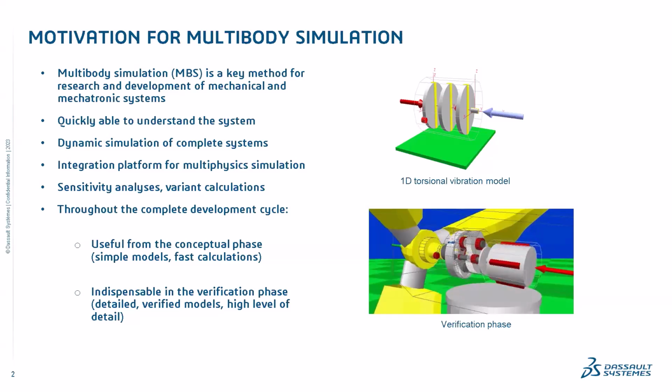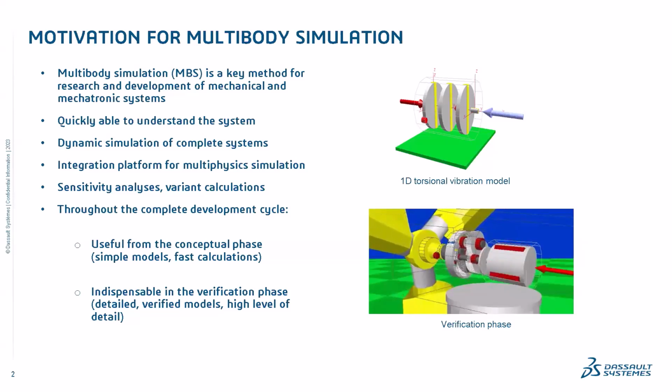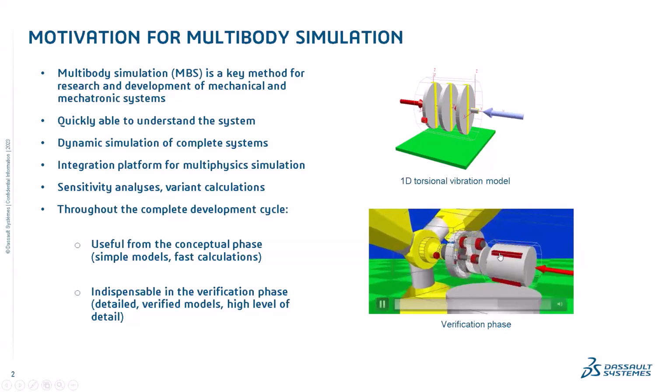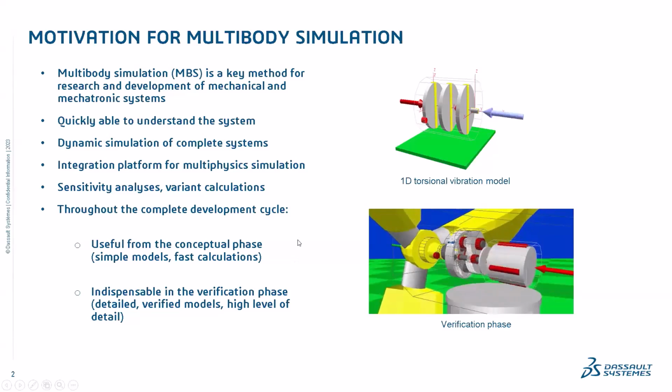The next point, which is quite important: you can do sensitivity analysis and variant calculations, especially because an MBD solver is generally very quick, so it allows for DOEs and variant calculations. You can also use it throughout the complete verification cycle. You can start from a concept phase, like in this case, a 1D torsional vibration model for a gearbox, and go on to creating a complete high fidelity gearbox, like in this case for a wind turbine. It can be very useful until the verification phase.